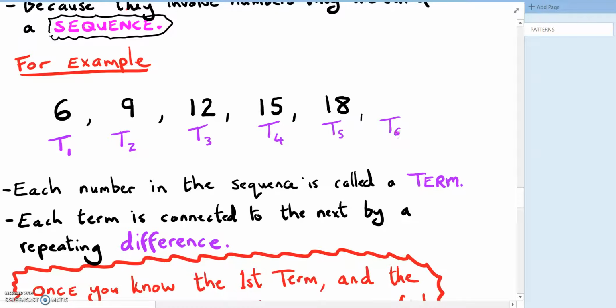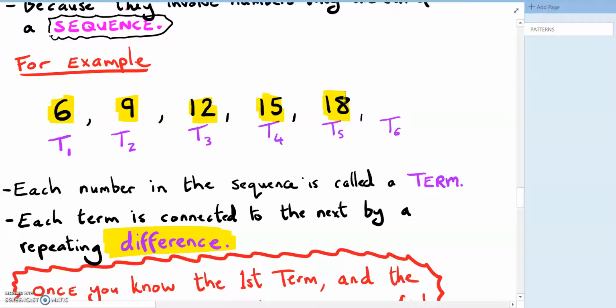Well, let's see. Each term is connected to the next by a repeating difference. Let's see if we can find this difference. What's actually going on to our numbers here? We've got 6, we've got 9, we've got 12, we've got 15, we've got 18.